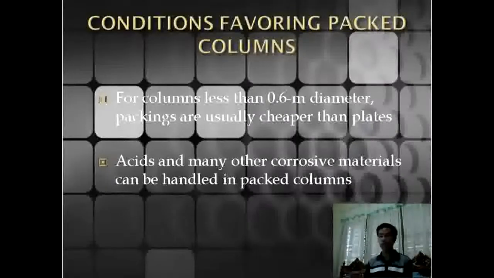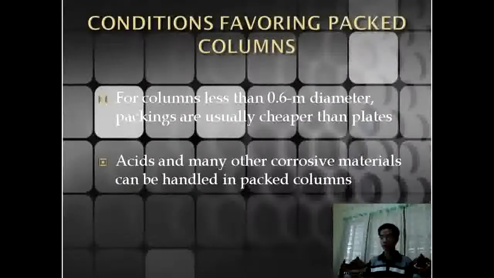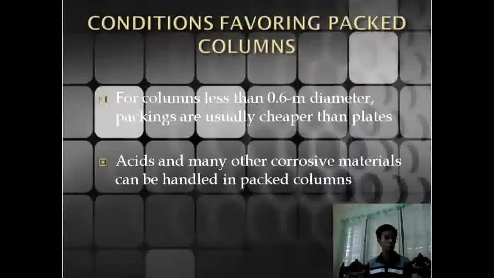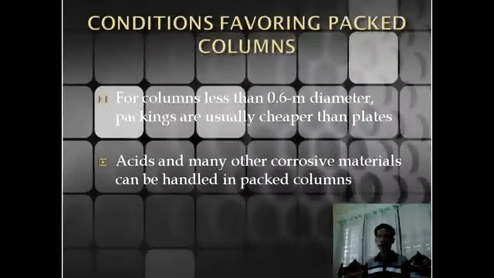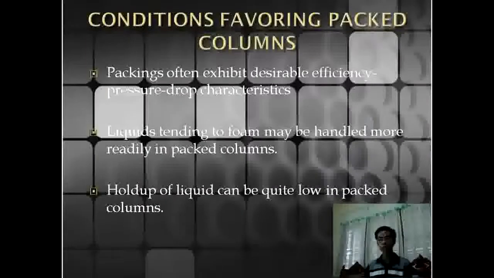Packings are generally cheaper than plates, especially if small columns were to be used. Also, trays are usually made of metal, so handling of materials that can cause corrosion is not possible. However, due to the existence of ceramic packings, packed columns can handle materials that can cause corrosion. Efficiency is affected by pressure drop inside the column, and packings exhibit desirable effects in pressure drop.